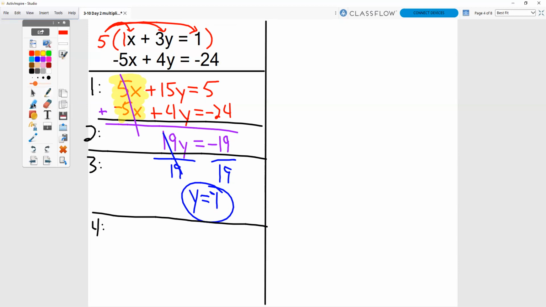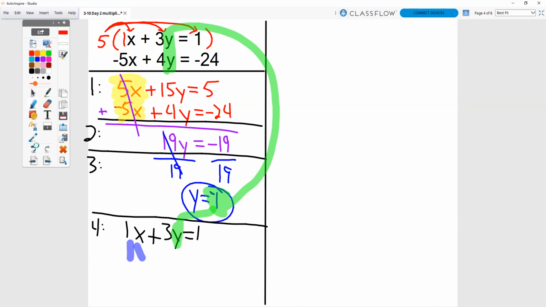Now that I have my y equals answer, I can take this -1 and I can sub it into here or here for y. The easier equation is always the one with the 1, the letter all by itself. So I'm going to sub it into that top equation. My top equation says 1x plus 3y equals 1. I'm going to take that -1 and sub it in for y. So I'm going to have 1x plus 3 times -1 equals 1.